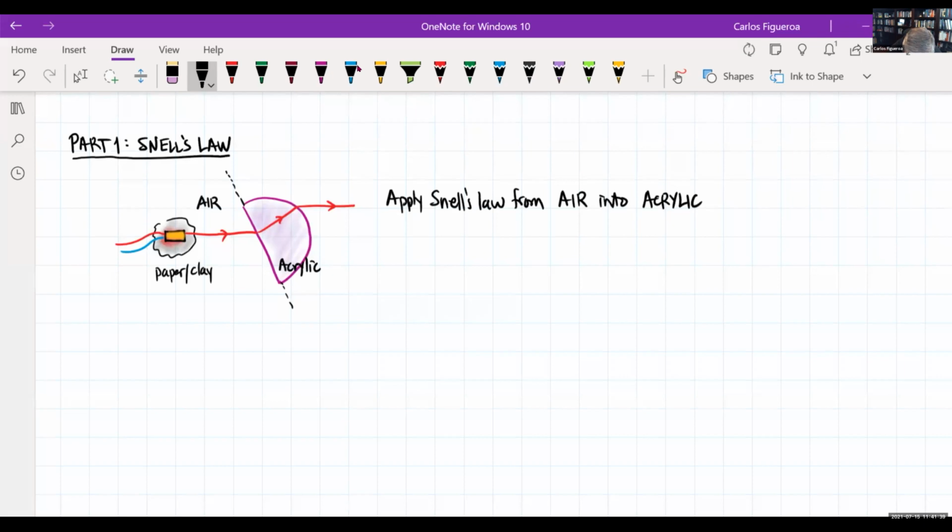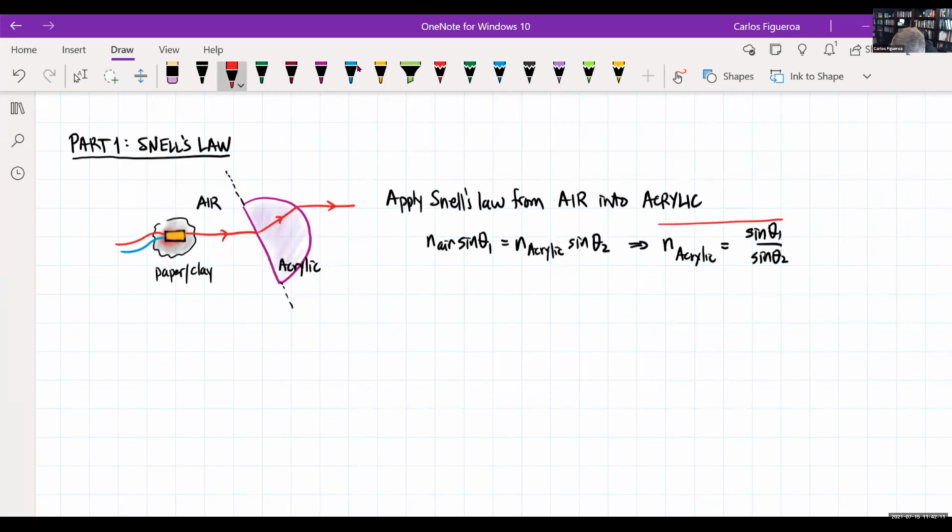That means we're really taking the index of refraction of air, and we're going to measure some angle theta 1. Then we have the acrylic index of refraction, and we're going to measure the refraction angle. From this, we're going to compute n of the acrylic. You're going to see that it's really the ratio of these two angles that we measure. So we're going to measure the index of refraction relative to these angles.